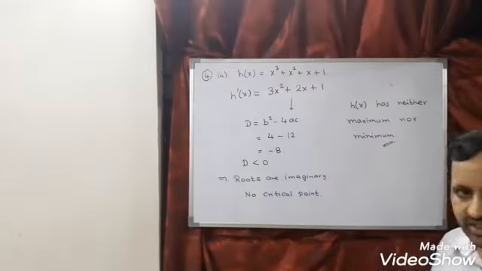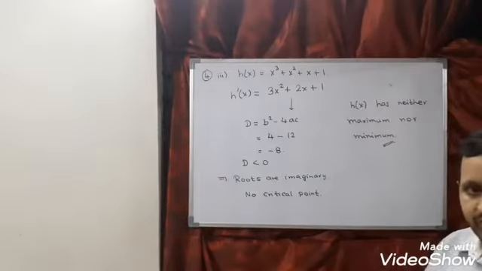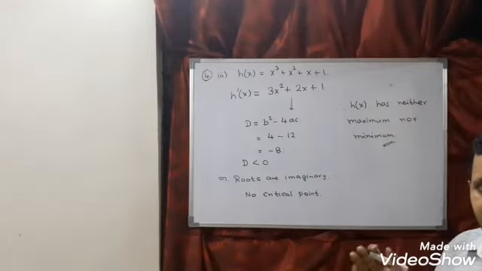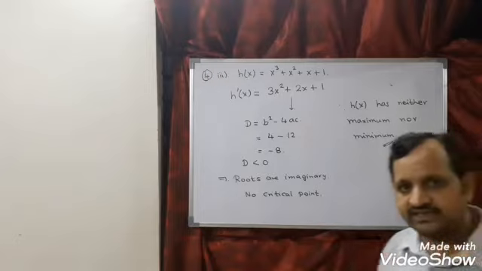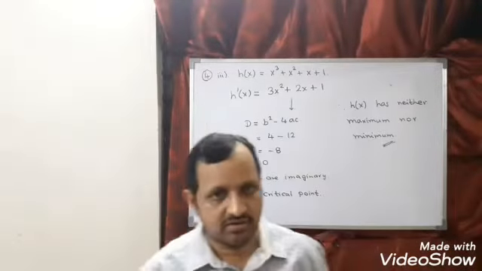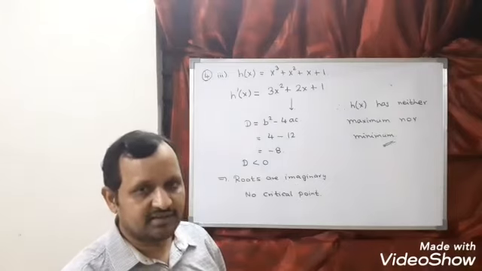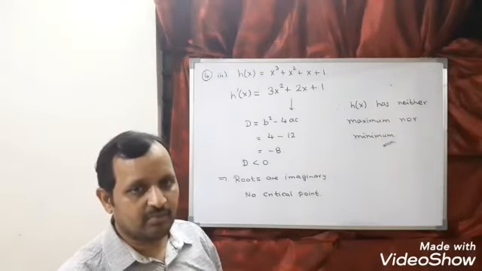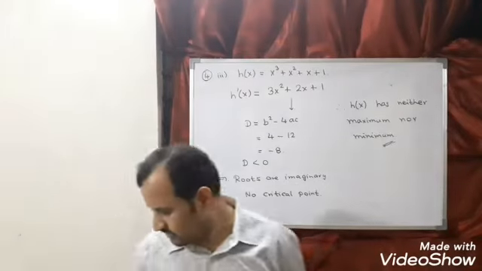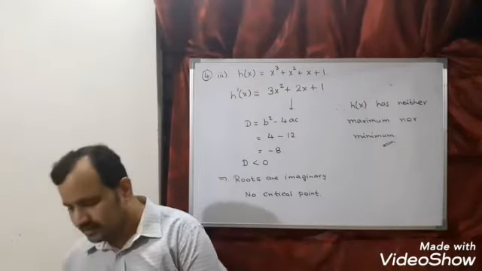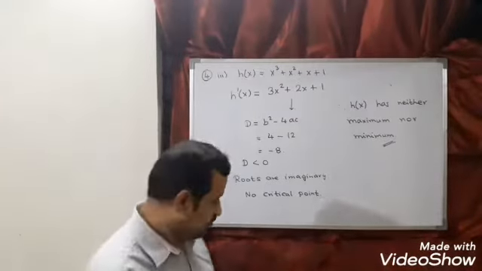So the last three questions are of the same type. We have to prove that the function has neither maximum nor minimum. And I told you, if the function is either strictly increasing or strictly decreasing, then the function will have neither point of maxima nor point of minima. Let us proceed further. Question number 2.